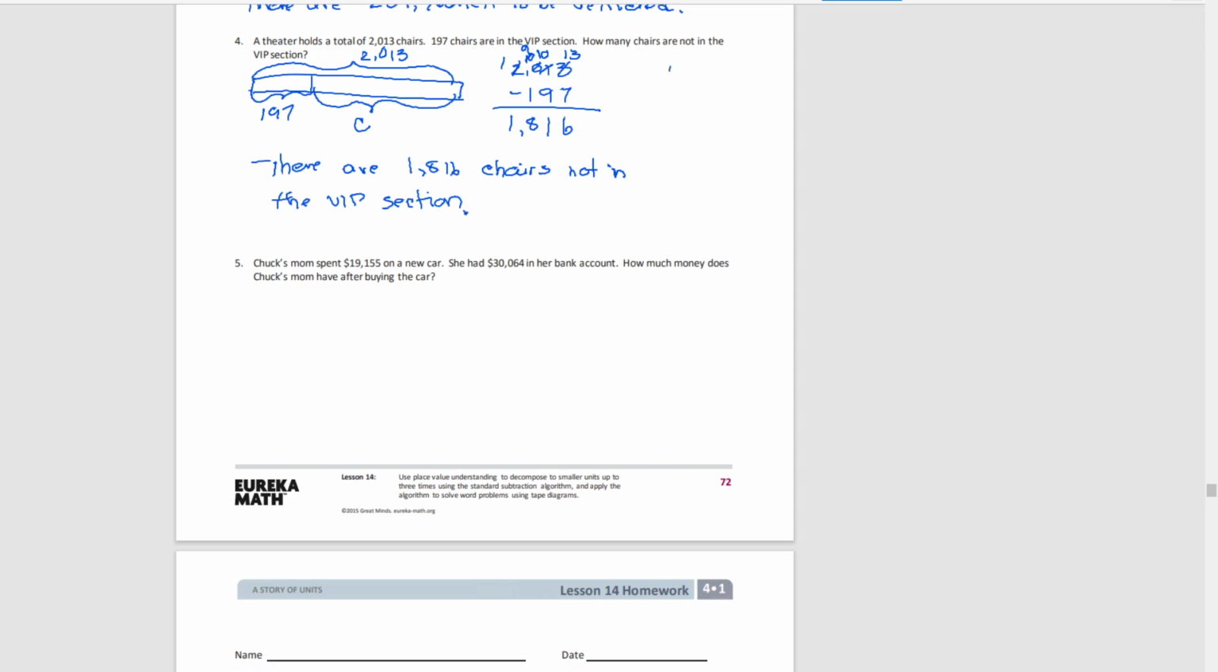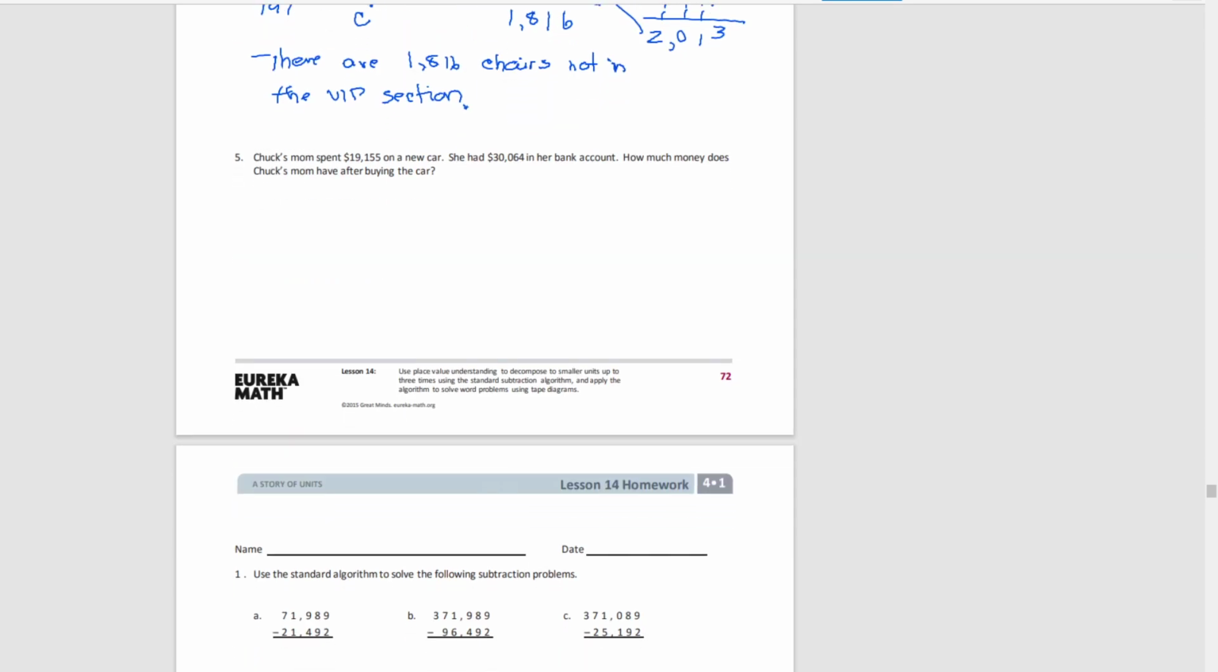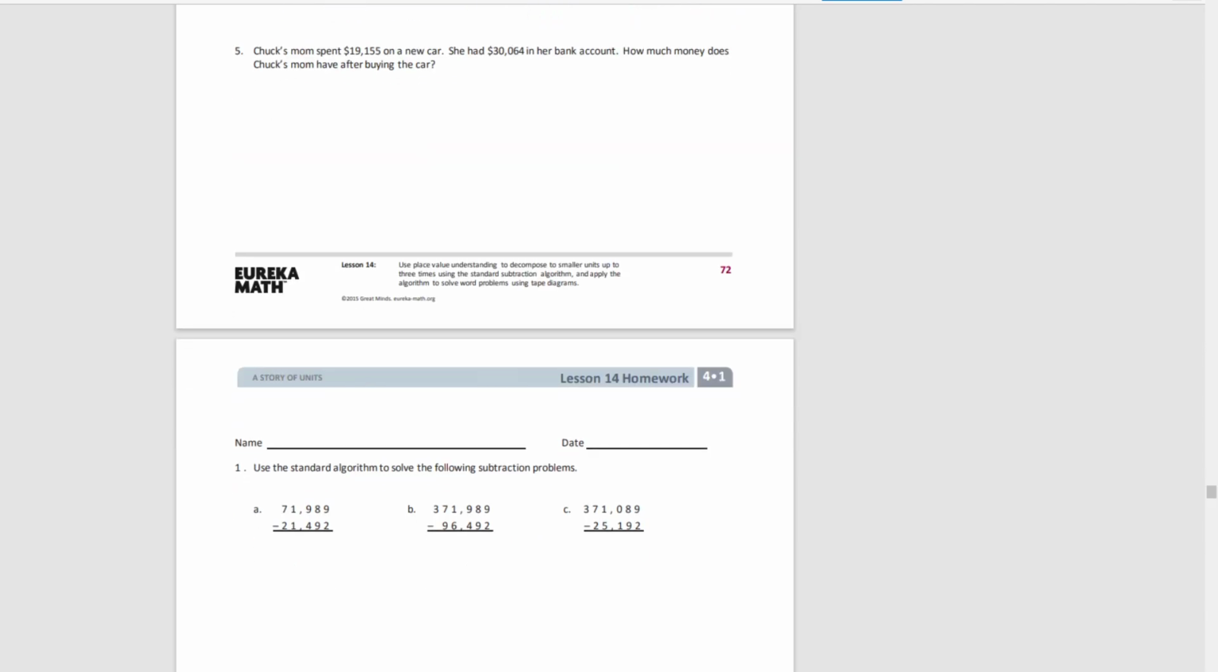And we're going to check our answer, take the difference that we got, add the number we were subtracting, and make sure we get back to the original number, which we do. So our answer is correct. And pause the video and try number 5.